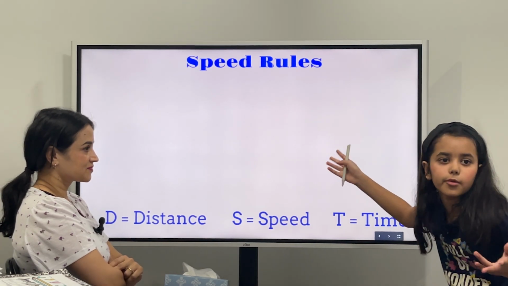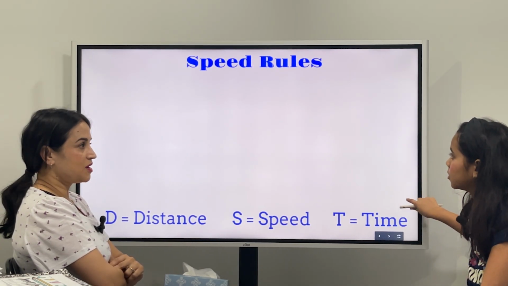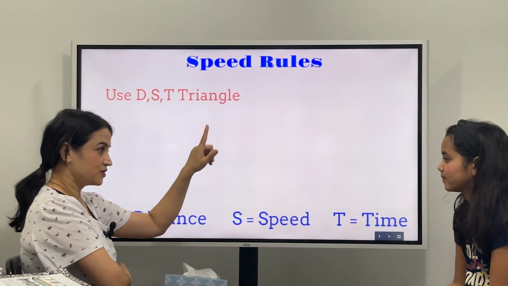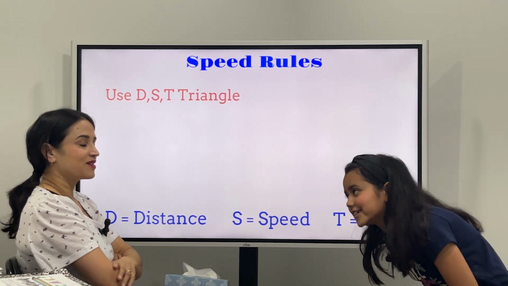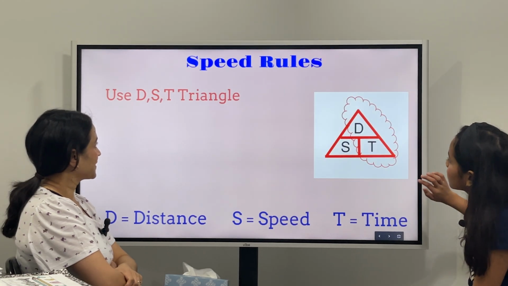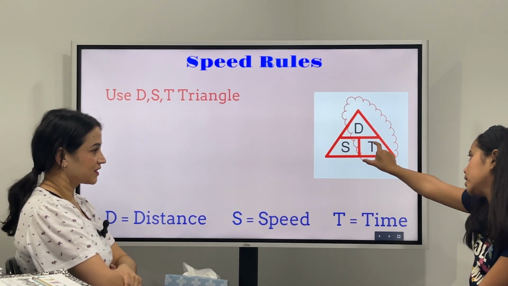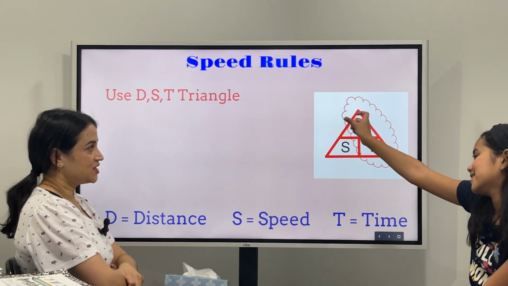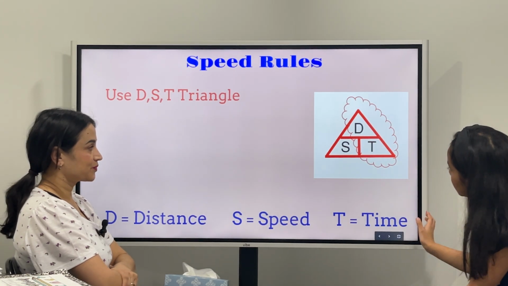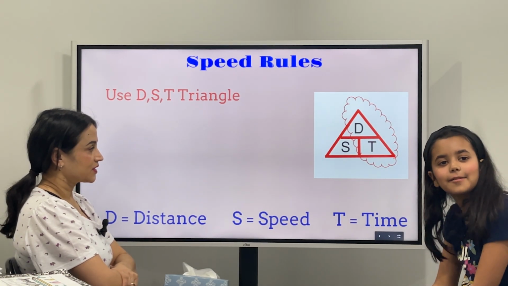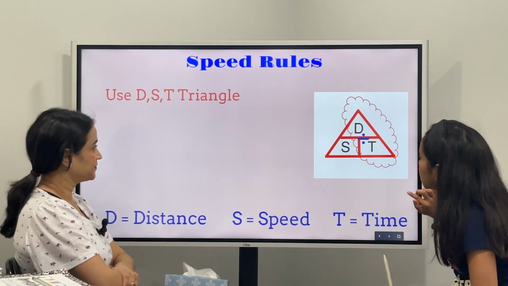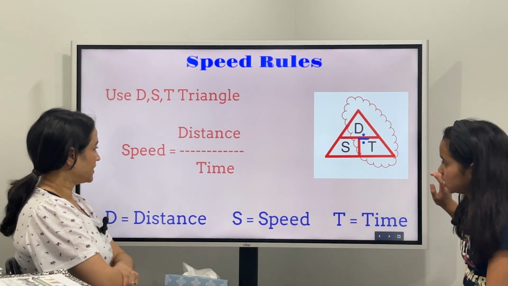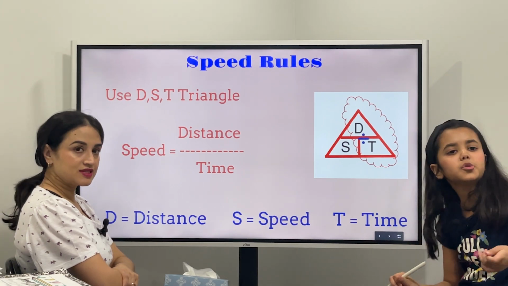So this is another rule. Just remember, distance is on top, and speed and time are on the bottom. Right now we're doing D. What is the speed rule? I think it's distance divided by time. Yep, good. So speed equals distance divided by time.